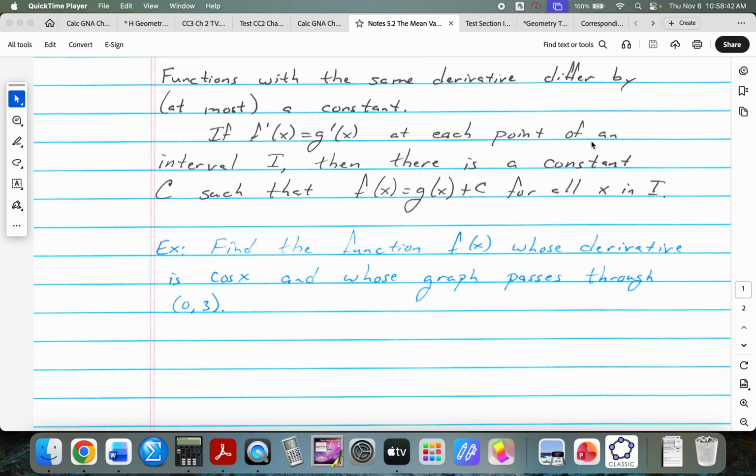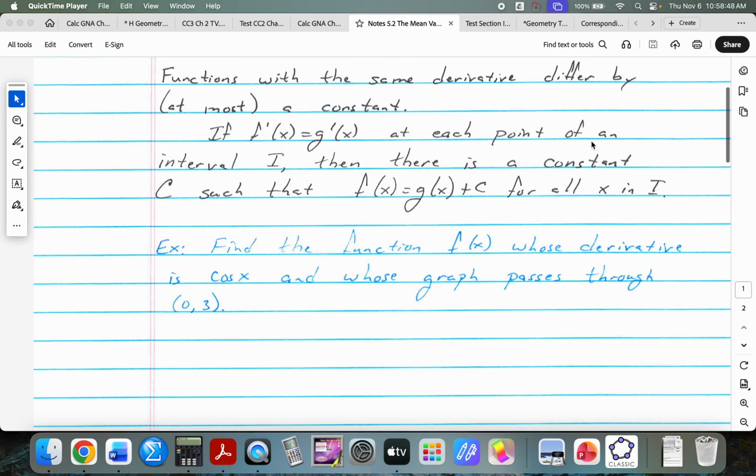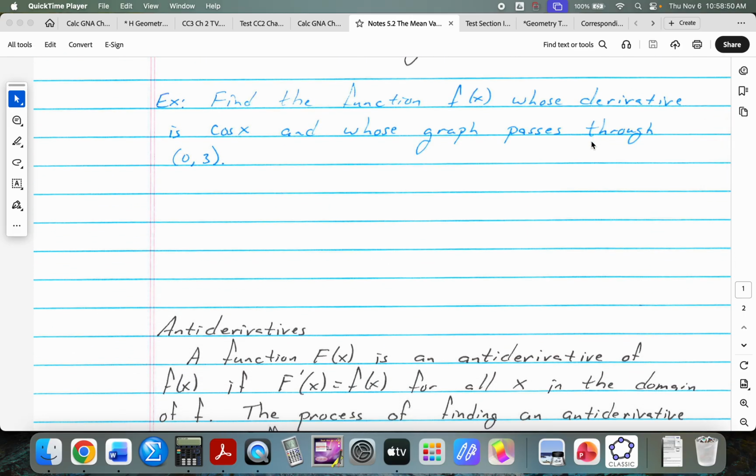Now, it's possible that c is 0 and that f and g are actually the same function, but they can be different from one another. What this is leading up to, something I have hinted at multiple times, we're leading up to antiderivatives.